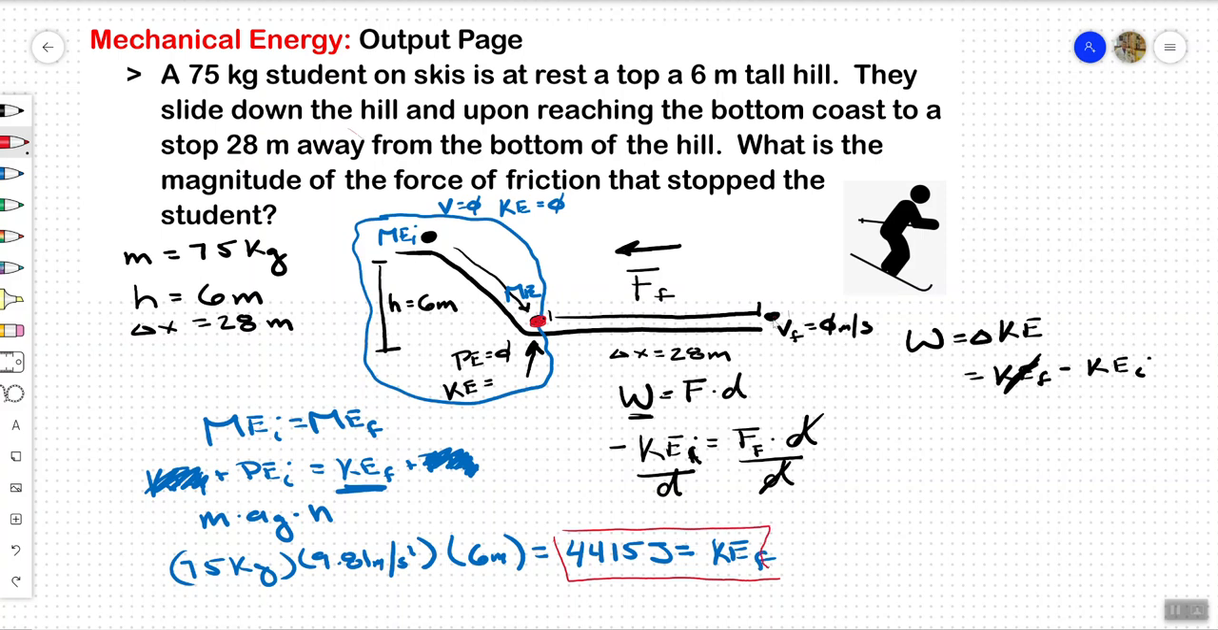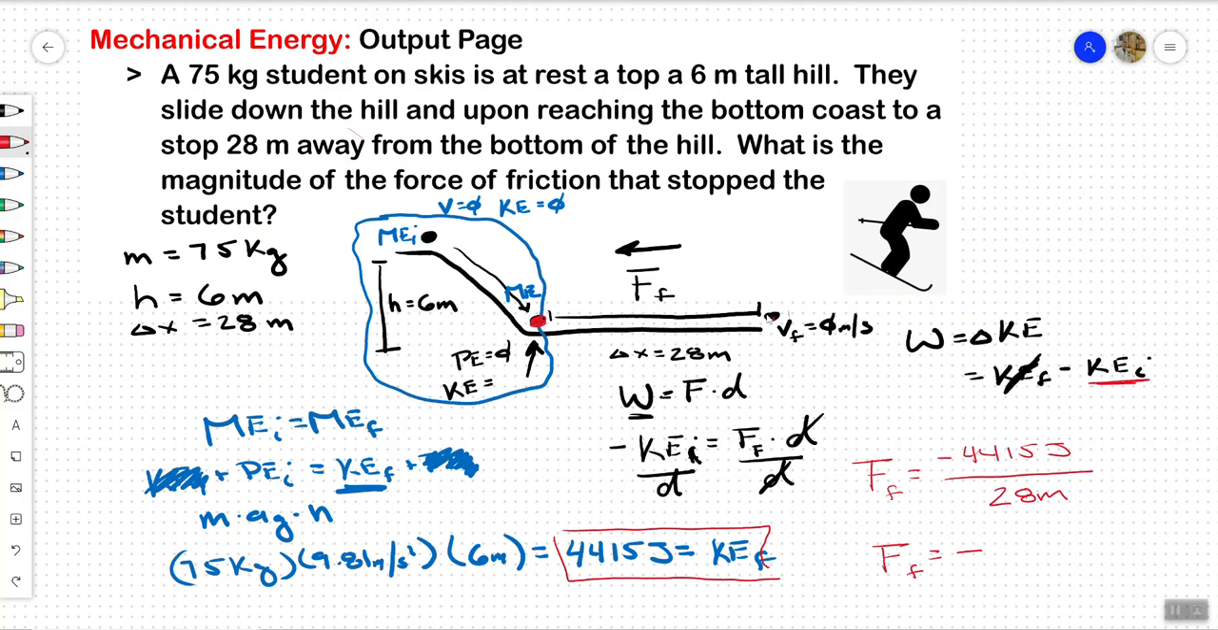And by the end, they have no kinetic energy because they have stopped. So therefore, I just solved for this kinetic energy. So to solve for the force of friction, I would take the opposite of their kinetic energy, which is 4,415 joules, and divide it by how long it took them to stop, 28 meters. And I would end up with the force of friction. Okay, so let's stop and analyze right now. I'm going to get a negative number. Does that make sense? Well, yeah.